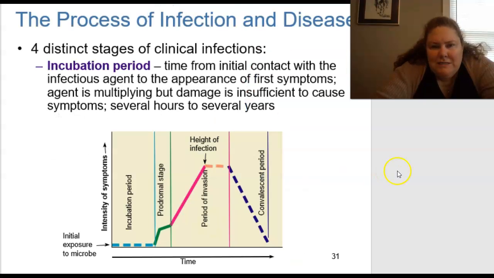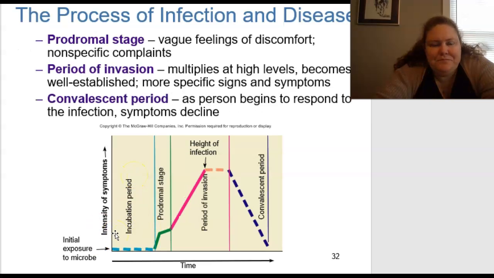So what about the process of infection and disease? Well, there are 4 different stages of clinical infections. Okay, and so this is figure 13.14, the stages in the course of infection and disease. The dashed lines represent periods of variable length. Okay, so you can see that here. The first one is going to be the incubation period, which is this blue guy right here. This is the time from the initial contact with the infectious agent to the appearance of the first symptoms. The agent is multiplying, but the damage is insufficient, so it's not enough to cause symptoms. And this can last from several hours to several years. So that's very variable, therefore it gives you a dashed line.